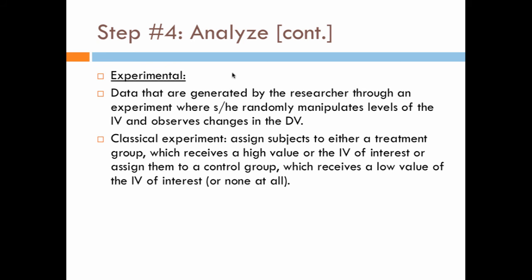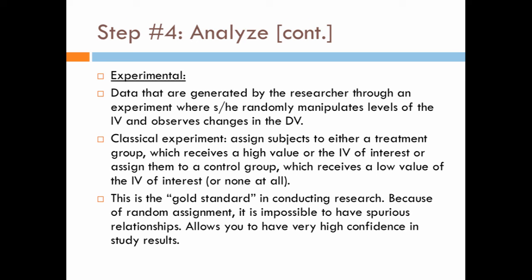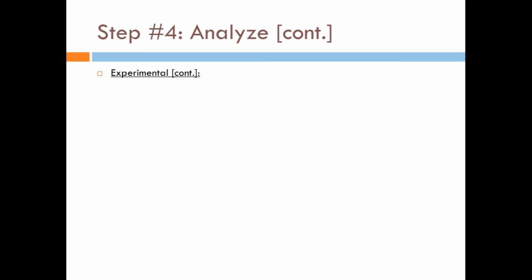The classical experiment is to assign subjects to either a treatment group, which receives a high value of the IV of interest, or assign them to a control group, which receives a low value of the IV of interest, or none at all. This is the gold standard in conducting research. Because of random assignment, it is impossible to have spurious relationships. In turn, this allows you to have very high confidence in the study results. Let's quickly go through the same 3 examples using the experimental approach.